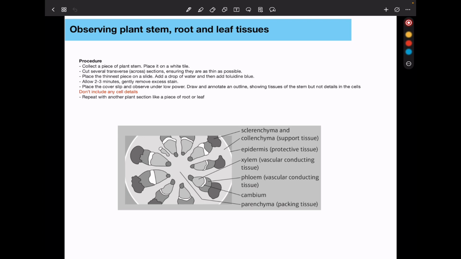We also have to ensure that the cut pieces are as thin as possible. Of course, we're going to be cutting through stems, through roots as well as leaves. So the cut tissues have to be as thin as possible in order to visualize them clearly using a microscope.